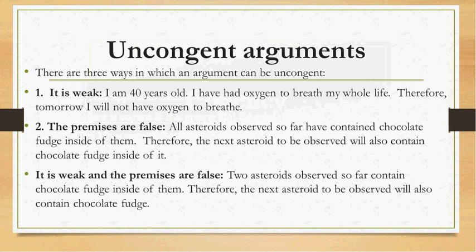We would need thousands or millions of asteroids in order for us to have a strong claim here, meaning that the probability will be high. So this is a weak argument, but we also know that the premise here is false, right? It is not true that any asteroid has contained chocolate fudge inside of it, so it can't be true that two of them have contained chocolate fudge. So this argument fails in terms of both conditions, right? It is weak and the premises are false.